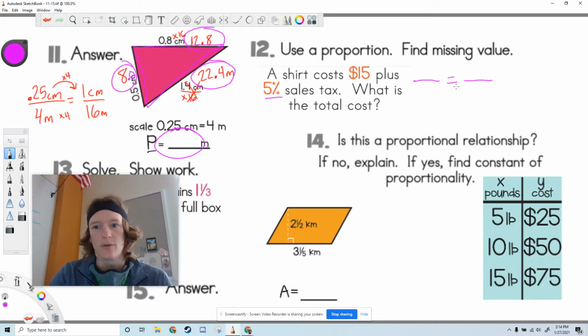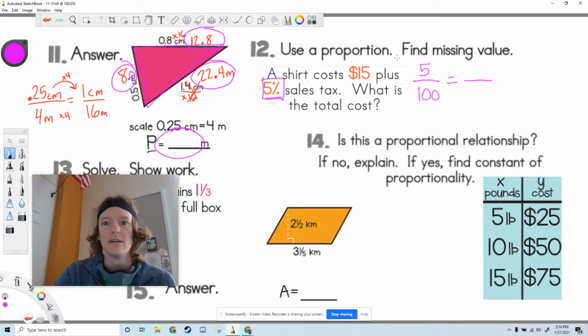We're going to set up a proportion. So that's where 2 fractions are equal to each other. This 5% is one of our fractions. We want to know what part of 15 is going to be our tax. So 15 is the whole cost. We want to find out how much the tax is.